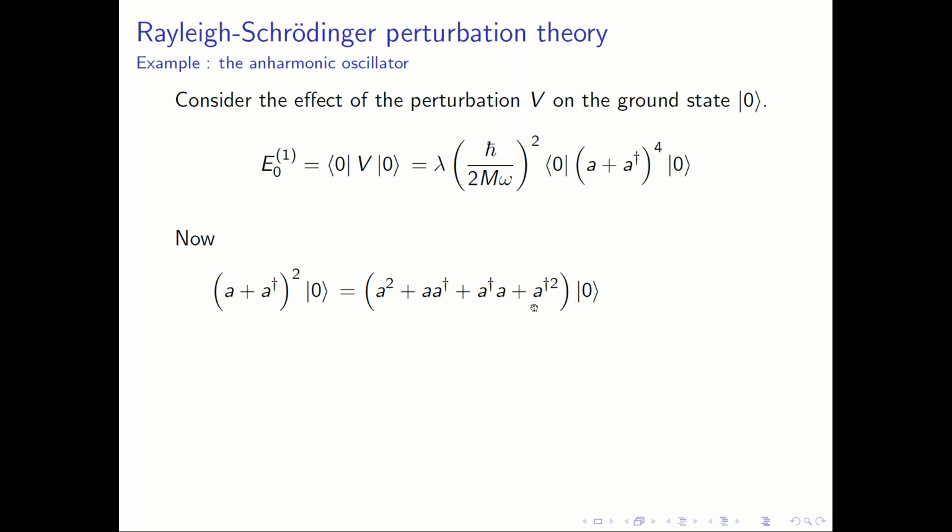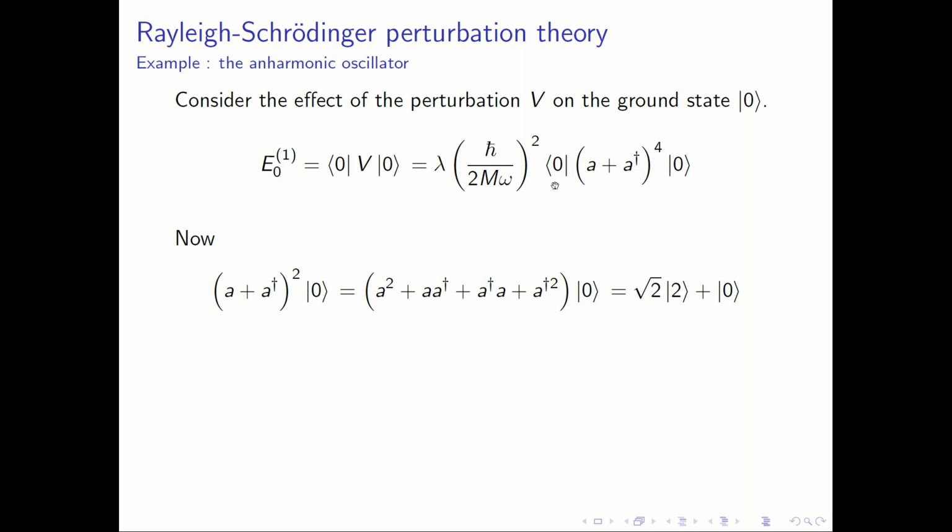And a dagger squared, of course, raises ket 0 twice to ket 2 with a factor of root 1 into root 2. So this is your result. Root 2 times ket 2, that is the second excited state, plus ket 0, the ground state. So this is a plus a dagger whole squared acting on ket 0.